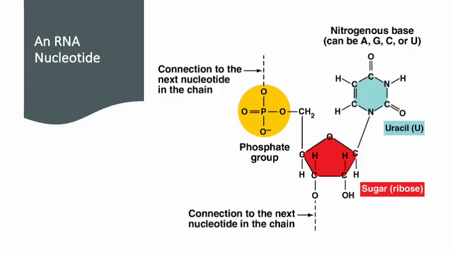An RNA nucleotide is composed of three parts: a phosphate group, a ribose sugar, and a nitrogenous base, which in this case is uracil. The phosphate group links nucleotides together to form the backbone of the RNA strand. Ribose is a 5-carbon sugar that differs from deoxyribose by having an extra hydroxyl group, which makes RNA more reactive and less stable than DNA. Uracil is a single-ringed base that replaces thymine in RNA and pairs with adenine during base pairing. These structural features support RNA's role as a temporary molecule involved in gene expression and protein synthesis.